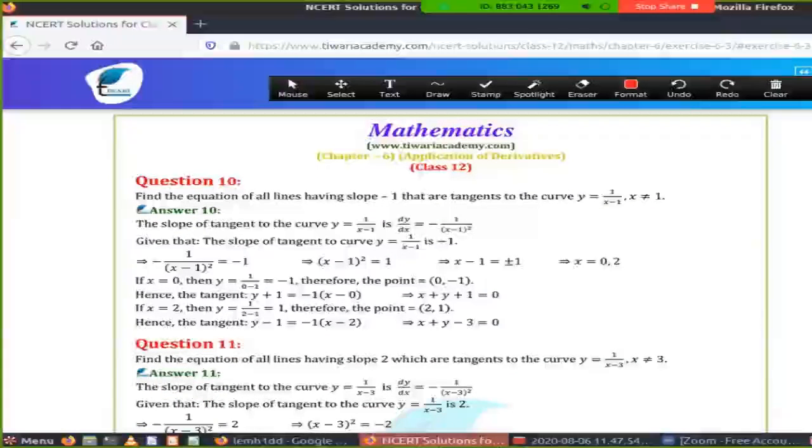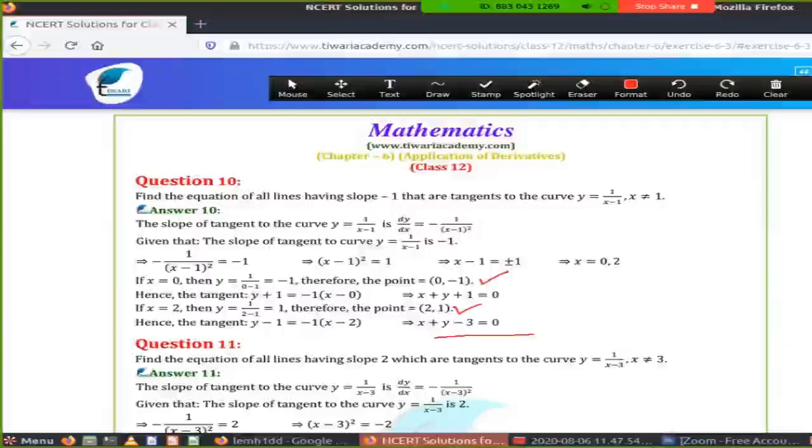Now question number 10. Find the equation of all lines having slope minus 1 that are tangents to the curve. I think you can do this question. Find the slope from the curve equation and put that equal to minus 1. Get the value of x, put the value of x and get the value of y, and you will get the points. The points are (0, minus 1) and the second will be (2, 1). We have already discussed this type of question.